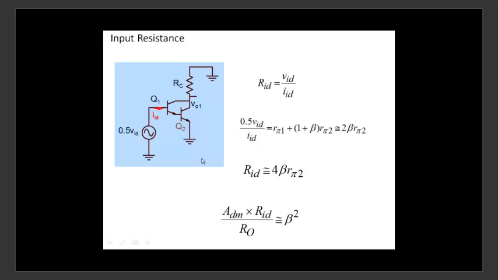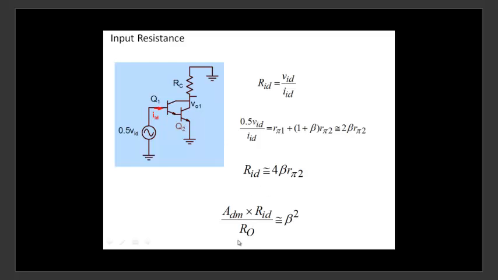Input resistance is also now straightforward. When I look from here, we know this part is simply R pi 2. And when you look from the base, it will be R pi 2 times 1 plus beta plus R pi 1. And after looking at the relationship between R pi 1 and R pi 2, one can write it as 2 beta times R pi 2. So it becomes 4 beta times R pi 2. I'm going over it fast, so please try it out yourself.